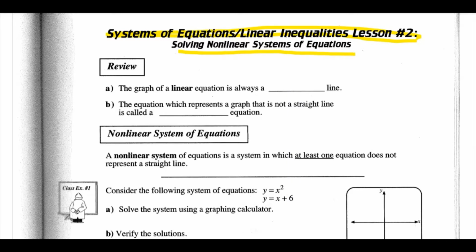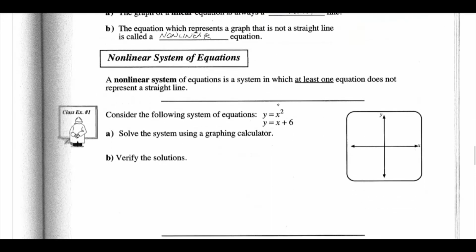The graph of a linear equation is always a straight line. The equation which represents a graph that is not a straight line is called a nonlinear equation. So now, nonlinear systems of equations.